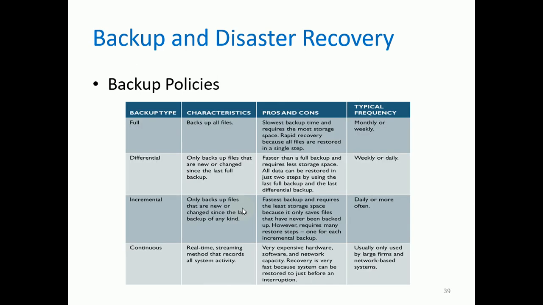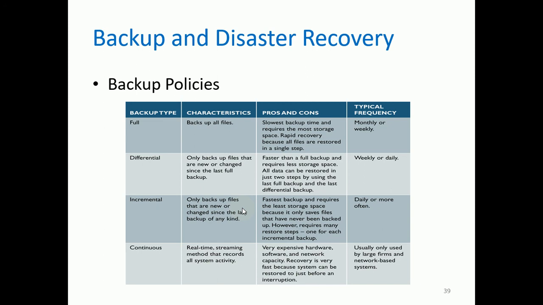So these are the types of backups. We have the full, differential, incremental, and continuous. For full, it backs up all the files. So what are the pros and cons? It is the slowest backup time and requires the most storage space. Rapid recovery because all files are restored in a single step. That is the advantage, and the disadvantage is the slowest backup time. Typical frequency for full is monthly or weekly.